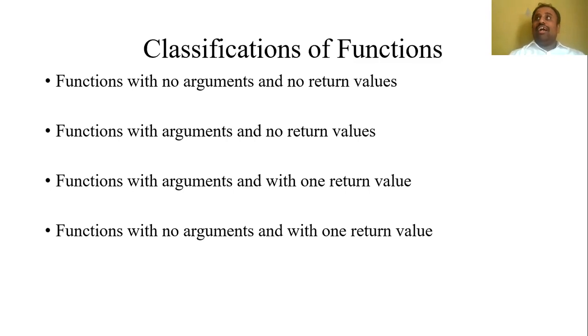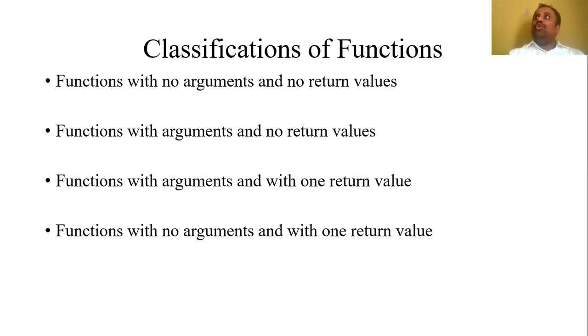Third category: you are going with a gift, because you are going with some argument. Argument is nothing but a gift. They will also give some gift to you. That is what you call a return value. So that is a function with arguments with return value. That is the third category.